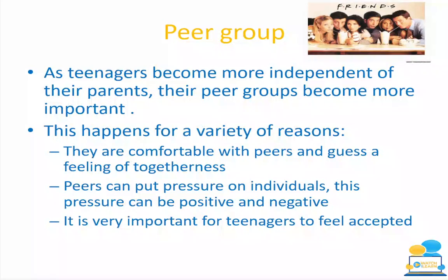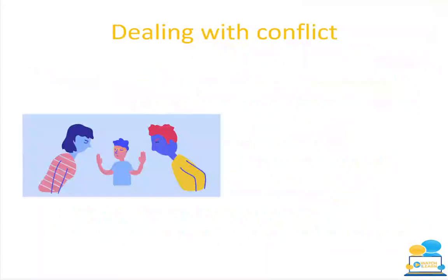Peers can put pressure on individuals, so this can be positive. For example, getting you involved in the school volleyball team. Negative could be smoking and drinking. So it's really important for teenagers to feel accepted, and when they're not feeling accepted, this is when tension can arise and conflict can arise.